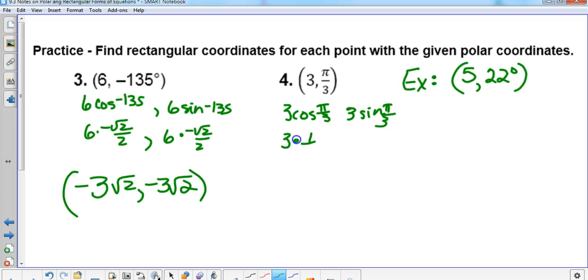How did I do on the first one? Did we get the first one right? And then I just got a messy 3/2 and 3 square roots of 3 over 2. Did someone else get that for the second one? Okay. Anybody confused?